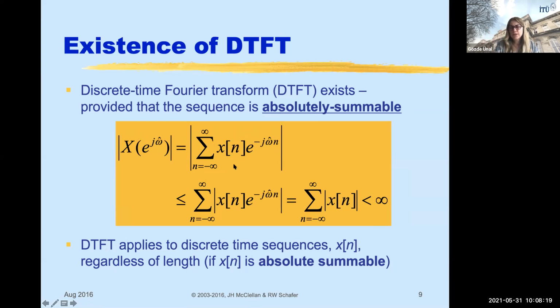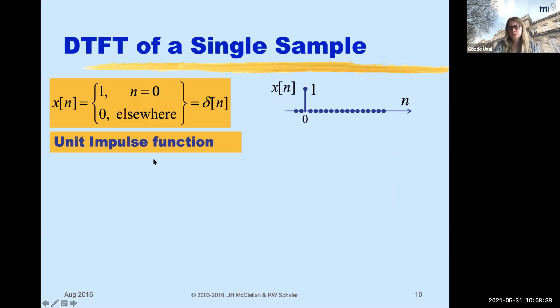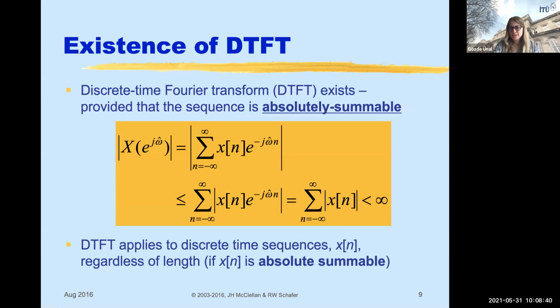Take the absolute value here to know when the sum converges, because when it diverges, I can't calculate a discrete time Fourier transform. You can see that when the signal is absolutely summable, meaning this sum is less than infinity, it's finite, I can calculate a discrete time Fourier transform.